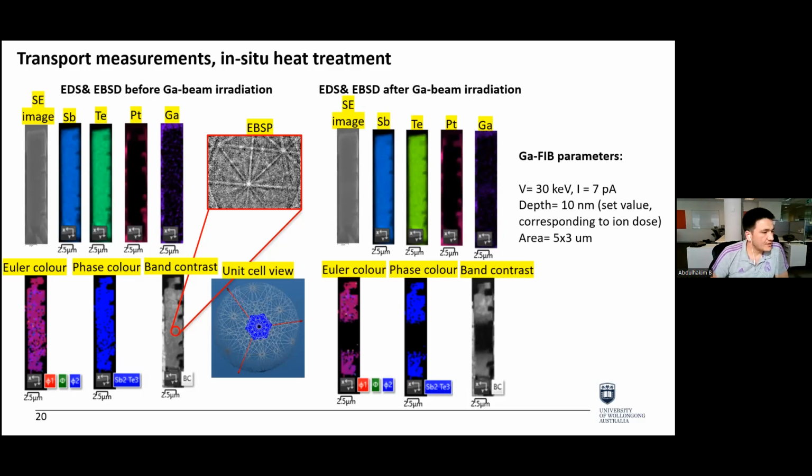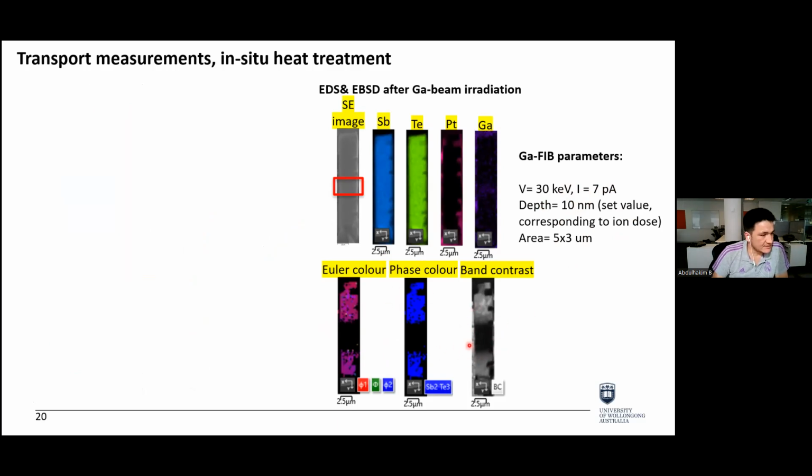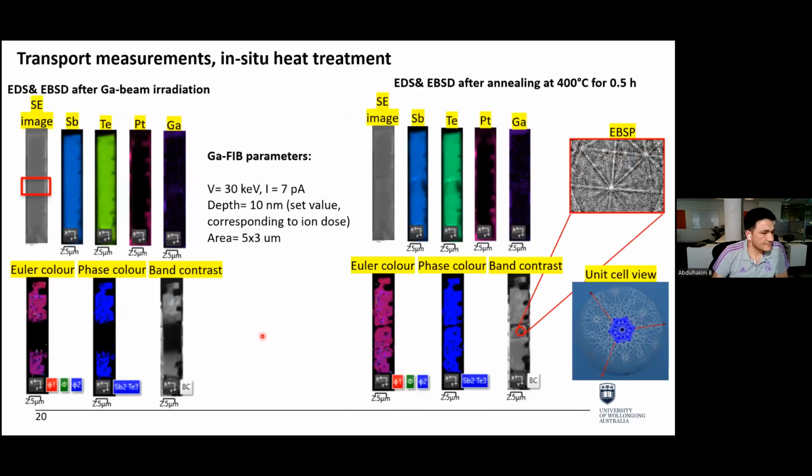So when we intentionally amorphize the surface here with certain ion beam parameters, we cause amorphization, which is not indexed on this Euler or phase color image, even in band contrast. This is amorphized, and upon heat treatment at 400 degrees Celsius for half an hour, we could reverse the crystallinity in situ, which is very useful for some of our future studies, which we'll see soon.